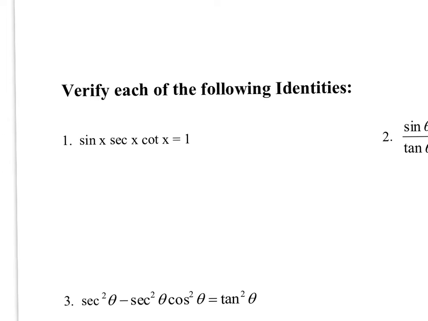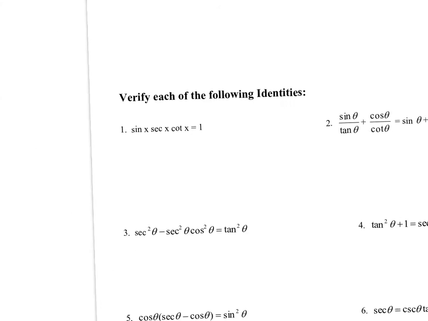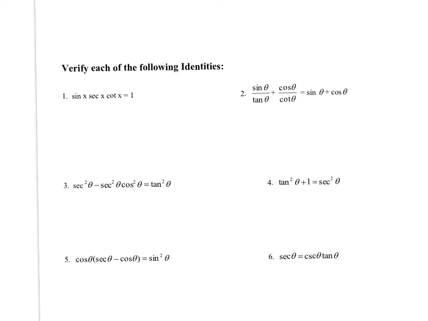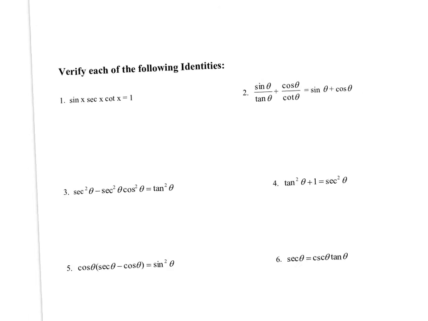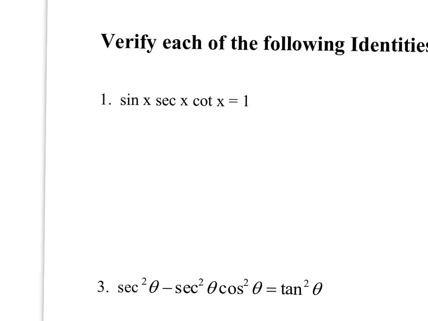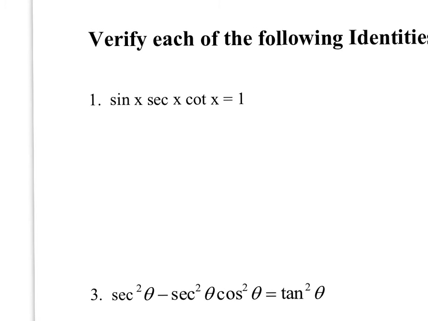So the side that's messier, like more things that are with it. So for example, this one looks more complicated than this side. This side looks more complicated than this side. This side looks more complicated than this side. I start with the one that looks more complicated. Then what I do is I write each one of these in terms of sine and cosine.